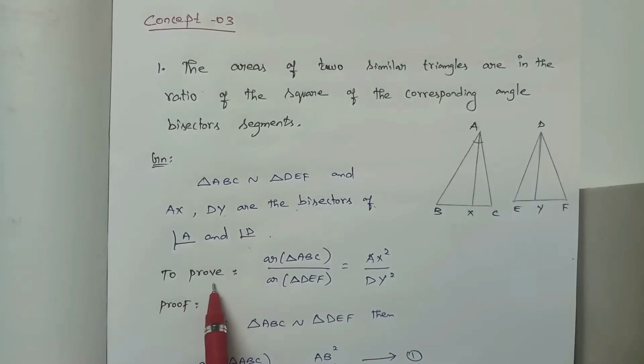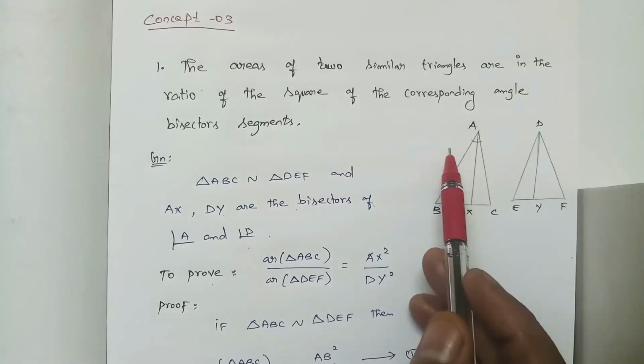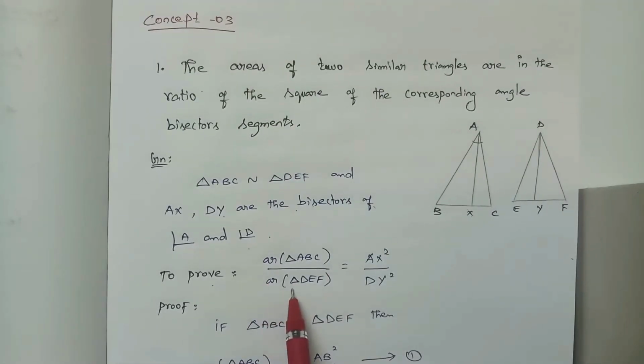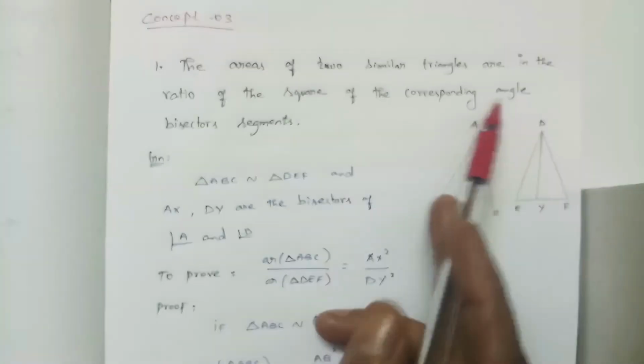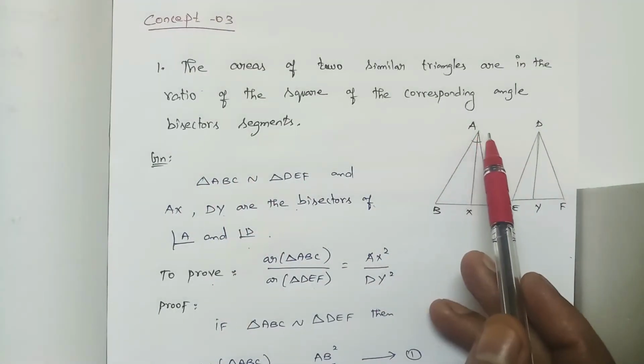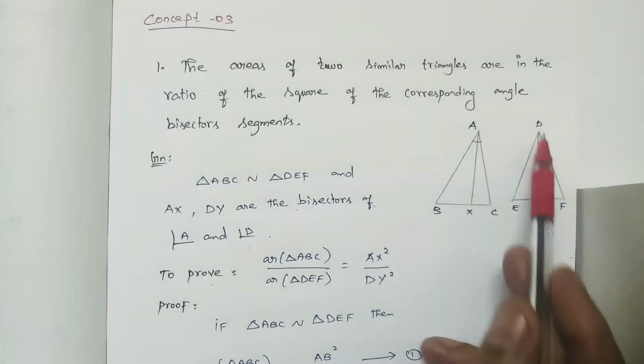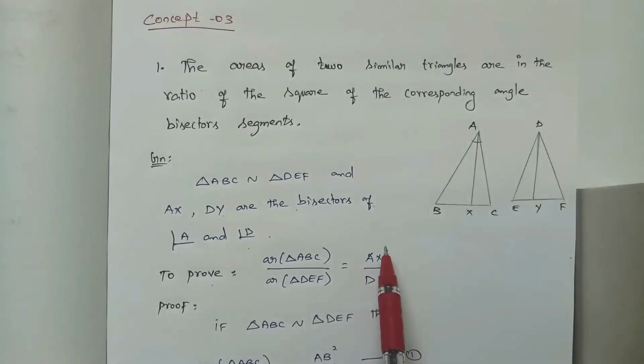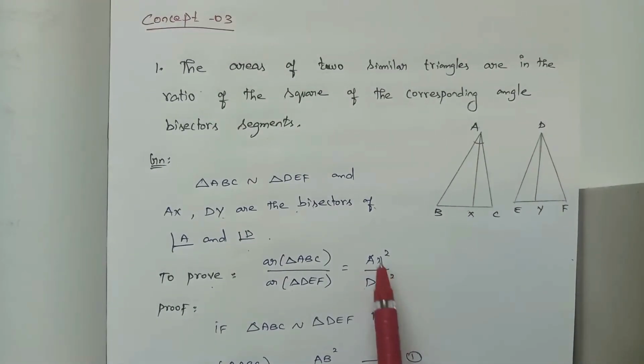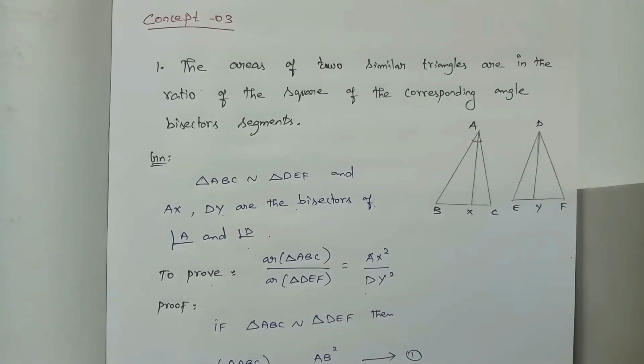What do we want to prove? To prove: area of triangle ABC divided by area of triangle DEF is equal to the square of the corresponding angle bisector, which is AX by DY. So AX square divided by DY square, right? So now I'm going to prove that. Proof.